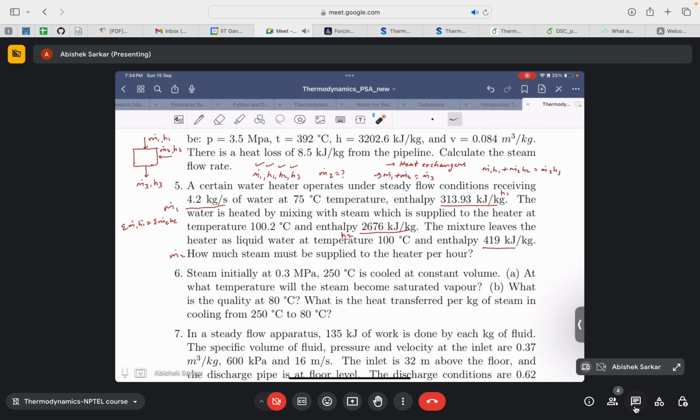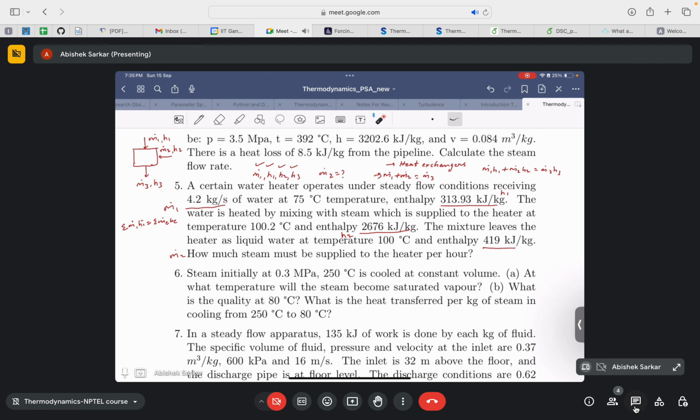So the question is: a certain water heater operates under steady flow conditions, receiving 4.2 kg per second of water at 75 degrees Celsius, with an enthalpy of 313.93 kilojoule per kg. The water is heated by mixing with steam which is supplied to the heater at 100.2 degrees Celsius and an enthalpy of 2676 kilojoule per kg. The mixture leaves the heater as liquid water at a temperature of 100 degrees Celsius and an enthalpy of 419 kilojoule per kg. So we need to find how much steam must be supplied to the heater per hour.